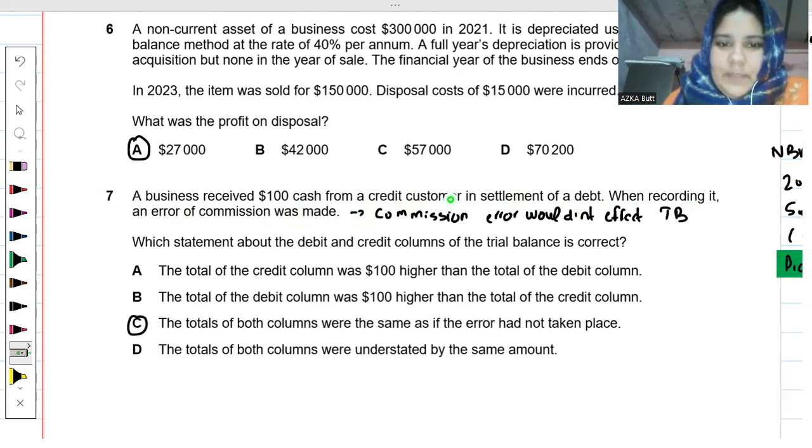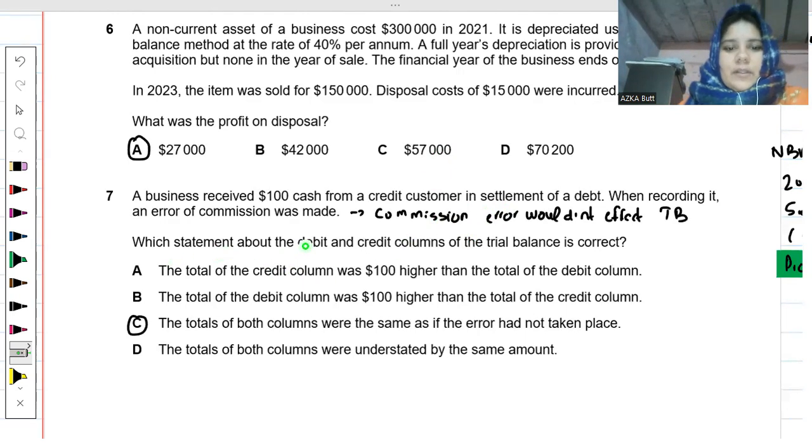For example, if we incur expenses of $2,000 and we write this $2,000 in an asset account, the expense has a debit nature and the asset also has a debit nature. The trial balance would only disagree if the double entry were broken. So it means that a commission error would not affect the trial balance.